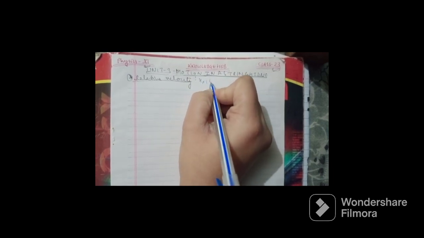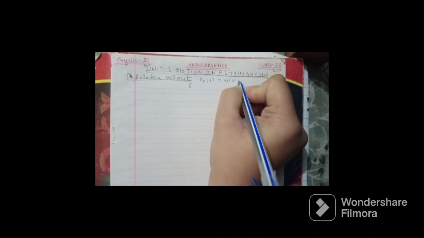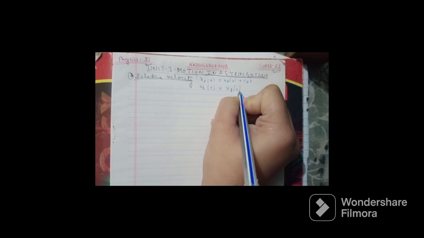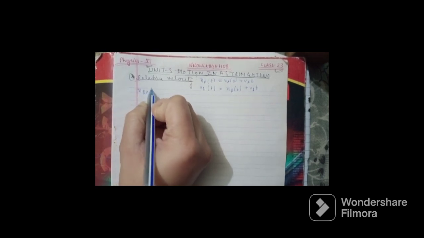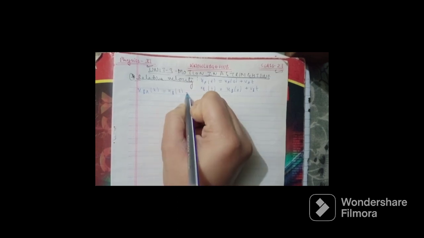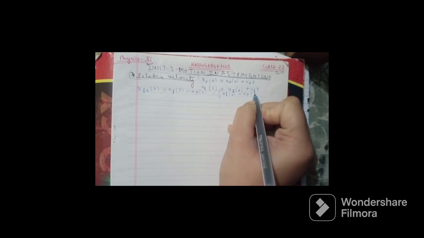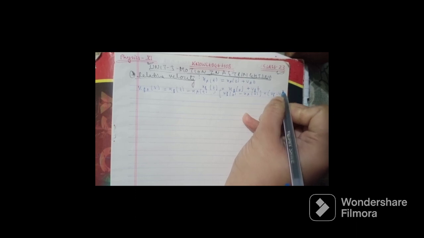If xA(0) and xB(0) are the positions of objects A and B respectively at time t equals 0, then their positions xA(t) and xB(t) at time t are given as xA(t) equals xA(0) plus vA t, and xB(t) equals xB(0) plus vB t. In the same way, the displacement from object A to object B is given as xBA(t) equals xB(t) minus xA(t), which equals xB(0) minus xA(0) plus (vB minus vA) t.